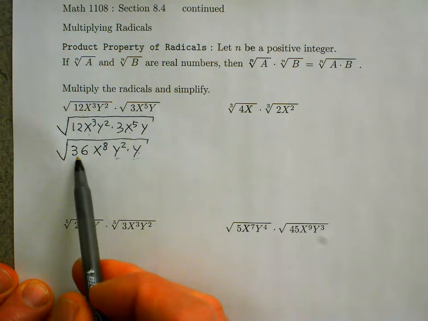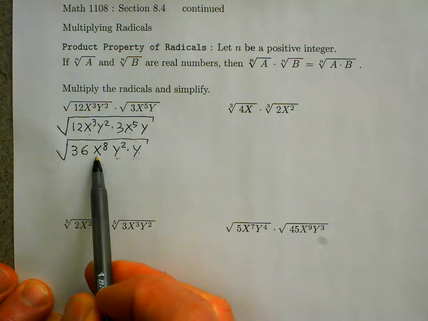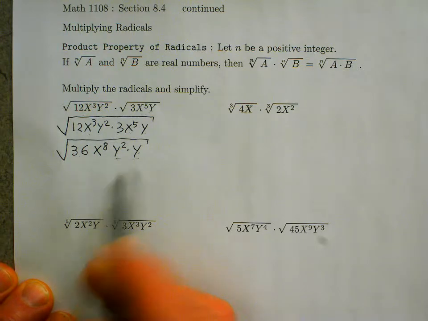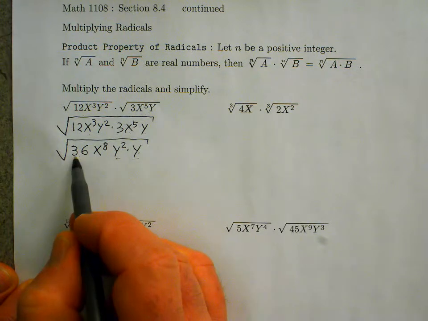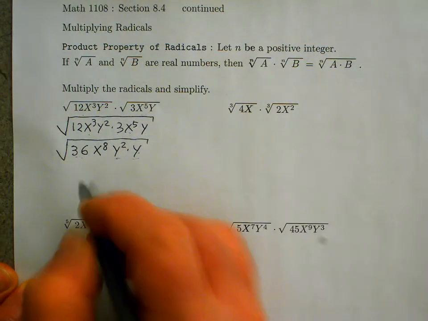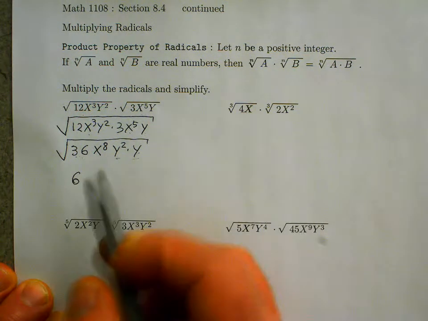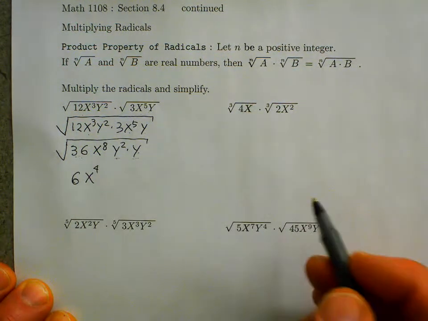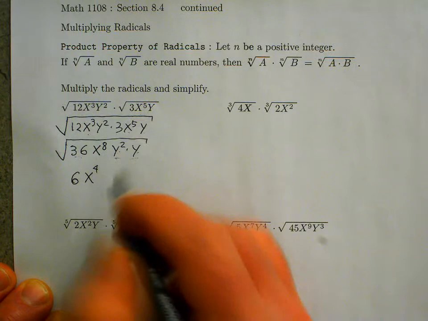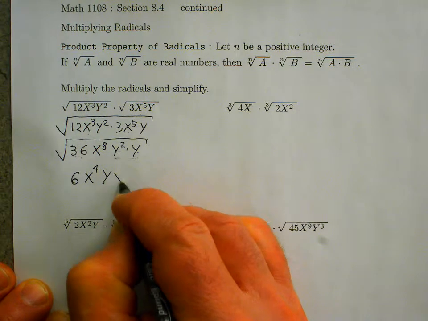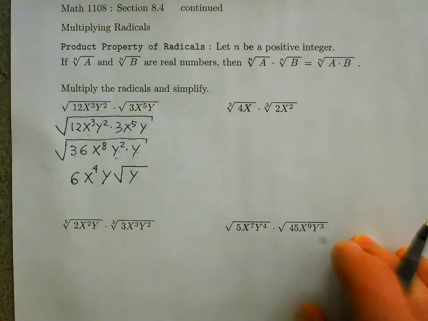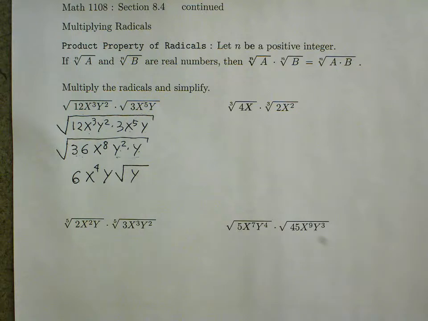So notice 36 is a perfect square, x to the eighth is a perfect square, and y to the second is a perfect square. So we can take the square root of those three factors. Square root of 36 is 6. The square root of x to the eighth is x to the fourth. And the square root of y to the second is y. And we still have a factor of the square root of y left. So this is our simplified result.